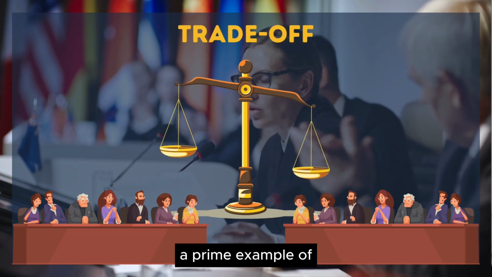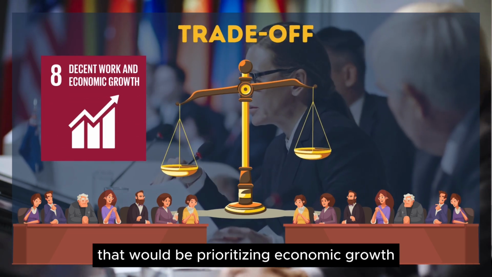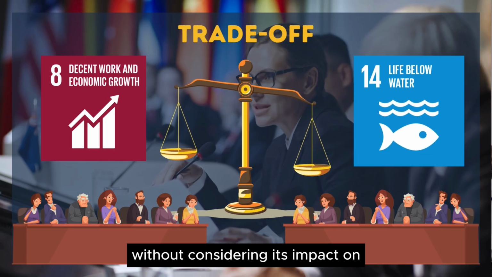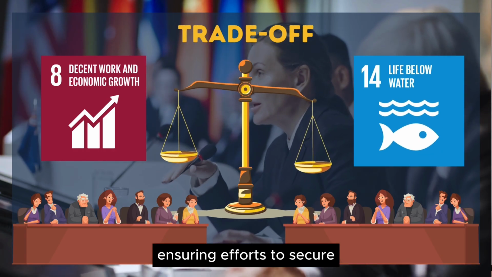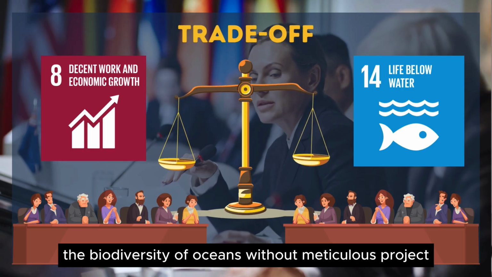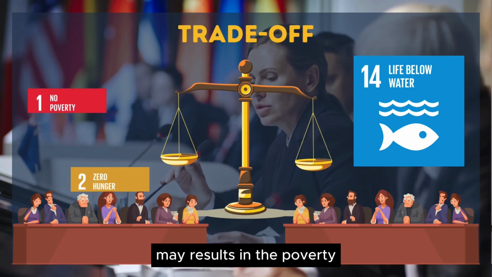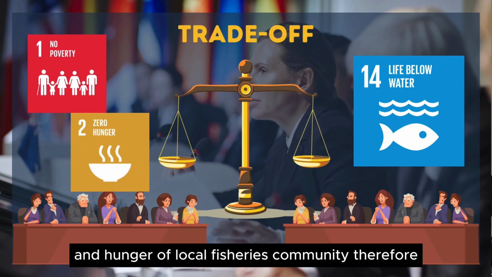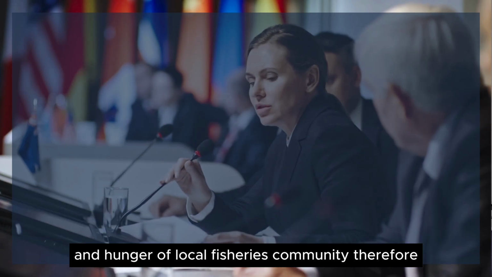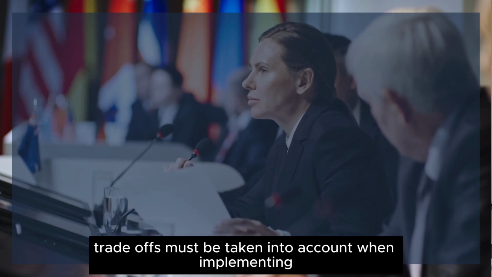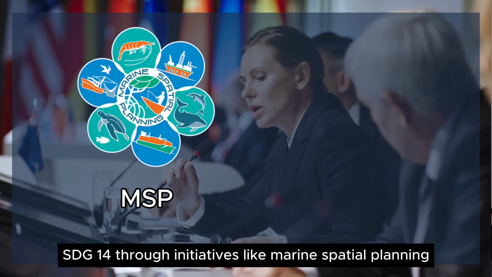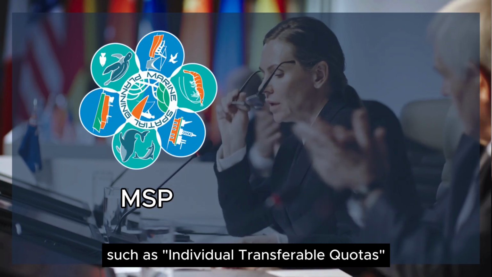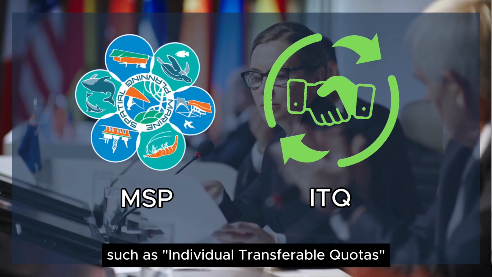A prime example of that would be prioritizing economic growth without considering its impact on environmental sustainability. The other way round, ensuring efforts to secure the biodiversity of oceans without meticulous project may result in the poverty and hunger of local fisheries community. Therefore, trade-offs must be taken into account when implementing SDG 14 through initiatives like marine spatial planning and management of fisheries such as individual transferable quotas.